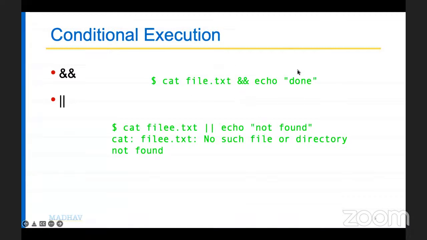So with this and this, first do this. If this is fine, then do this. With this or this, if this is fine, then stop here. But if this is not fine, then you do this. Fine means it does not return any error. Since this one returns an error message, therefore the second command is executed.